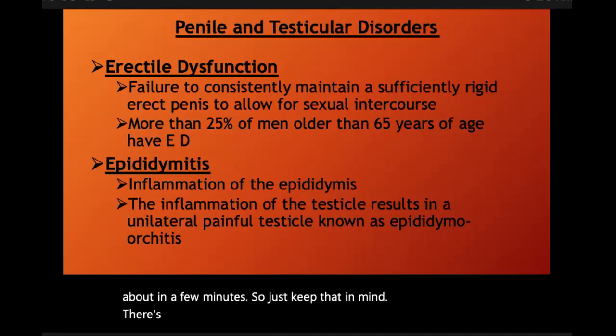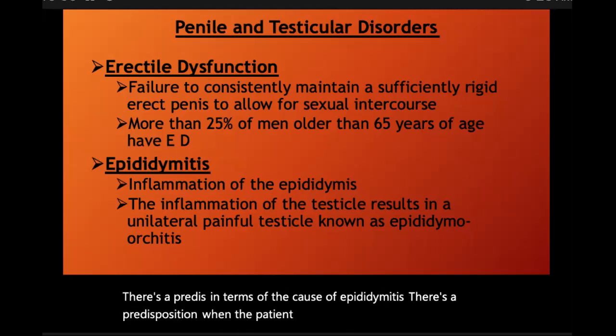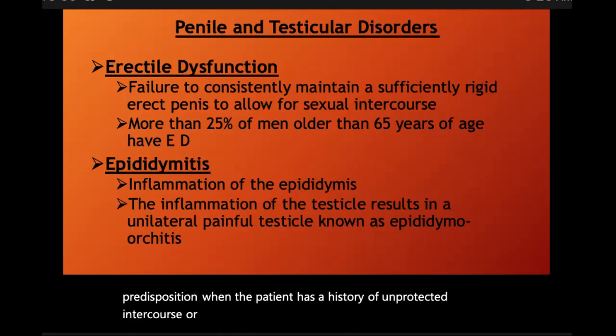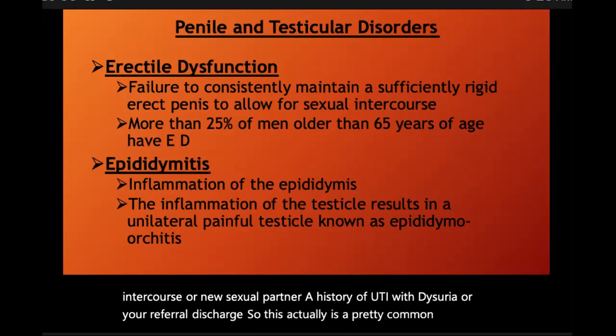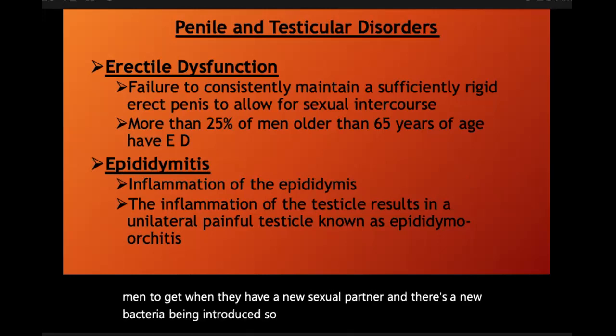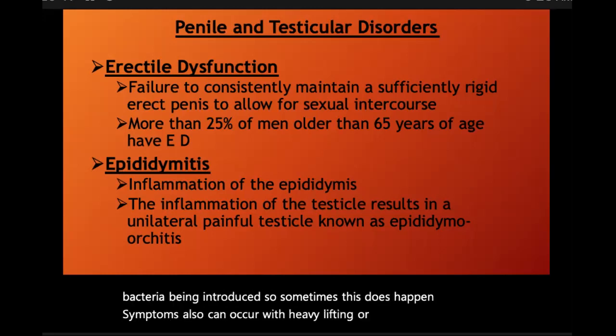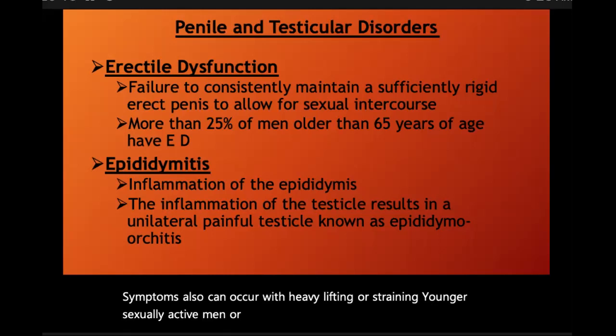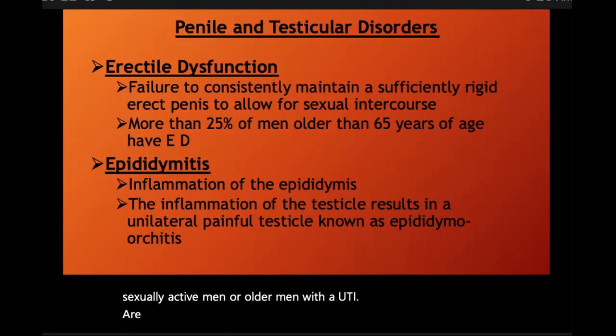In terms of the cause of epididymitis, there's a predisposition when the patient has a history of unprotected intercourse or a new sexual partner, a history of UTI with dysuria, or urethral discharge. So this actually is a pretty common thing for men to get when they have a new sexual partner and there's a new bacteria being introduced. So sometimes this does happen. Symptoms also can occur with heavy lifting or straining. Younger sexually active men or older men with a UTI are the patients who most commonly present with epididymitis.